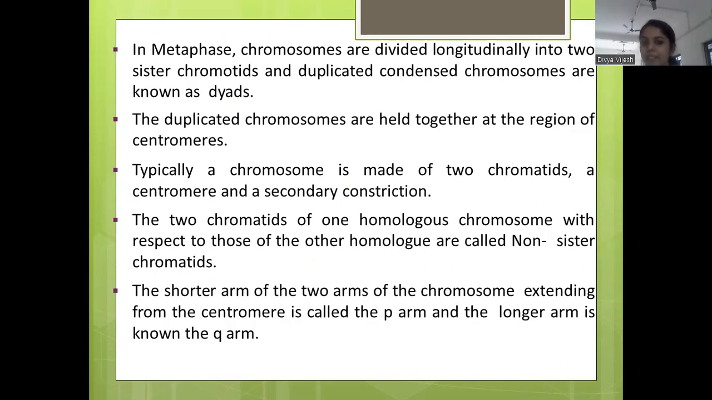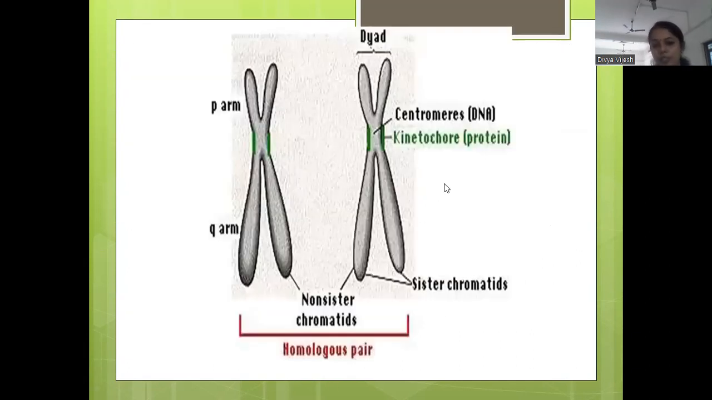Okay. In metaphase, chromosomes are divided longitudinally into two sister chromatids, and duplicated condensed chromosomes are known as dyads. The duplicated chromosomes are held together at the region of the centromere. So, this is a dyad, and this is the centromere, the constricted part. That is the centromere, and these are the sister chromatids, and these are the non-sister chromatids. And the short arm is called the P arm, and the long arm is called the Q arm. And this is the homologous pair of chromosomes.